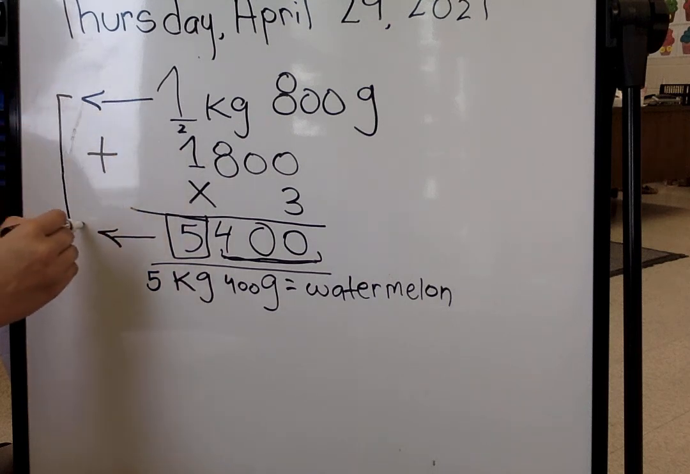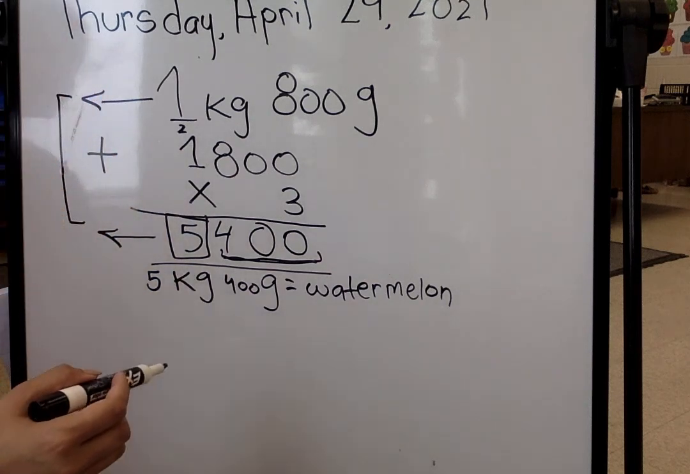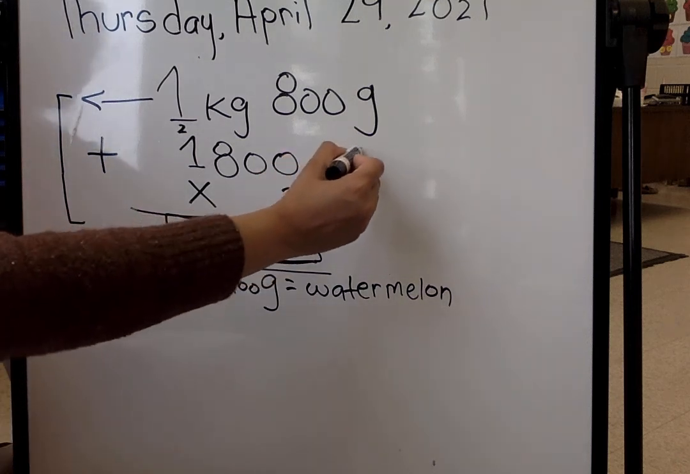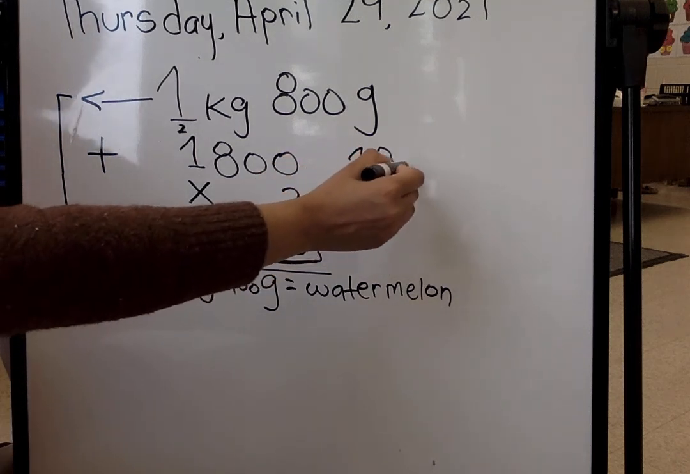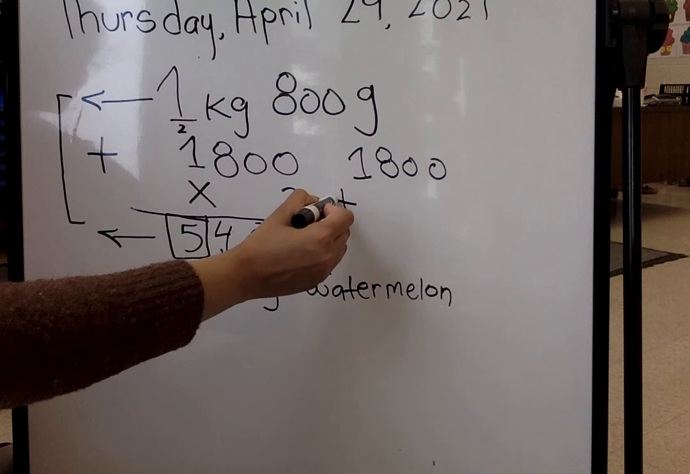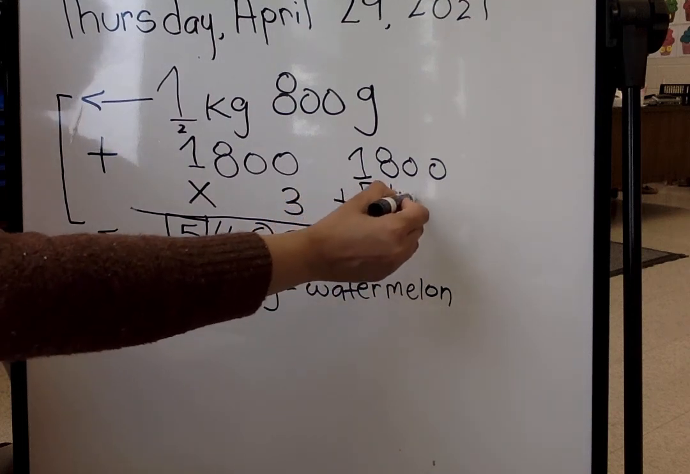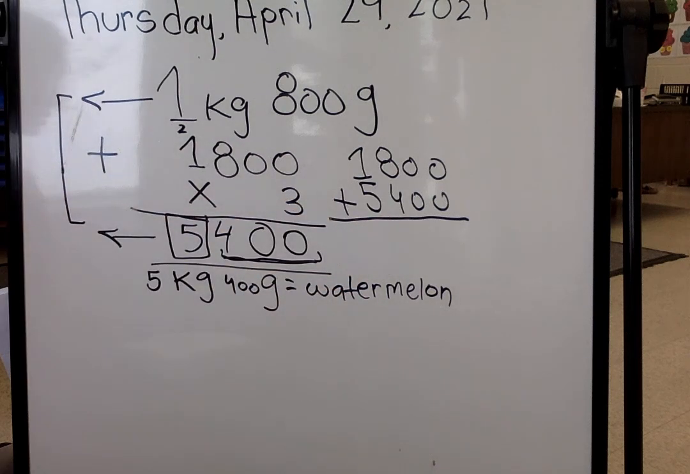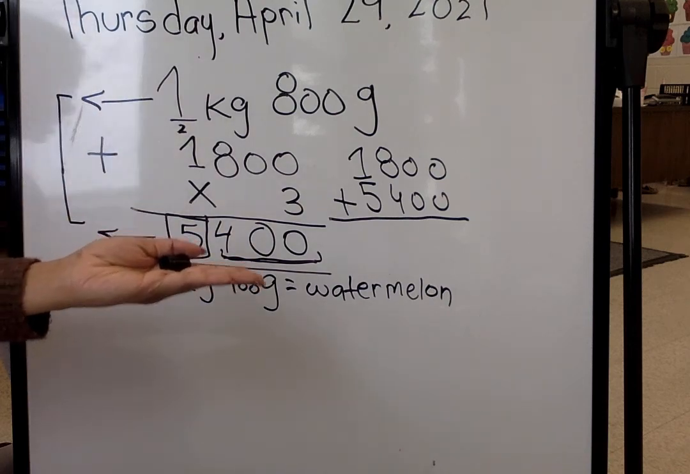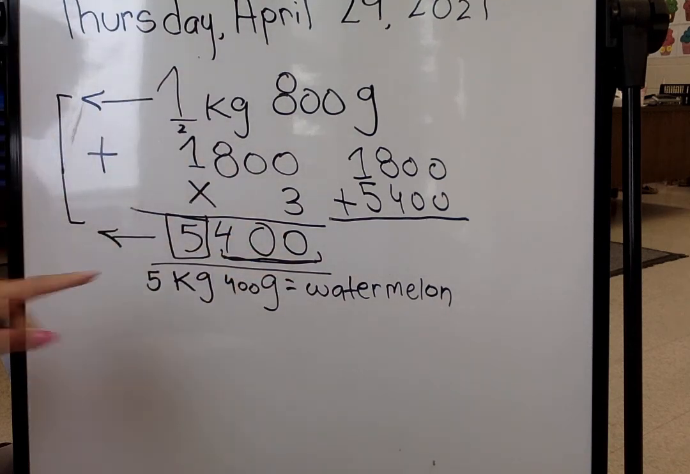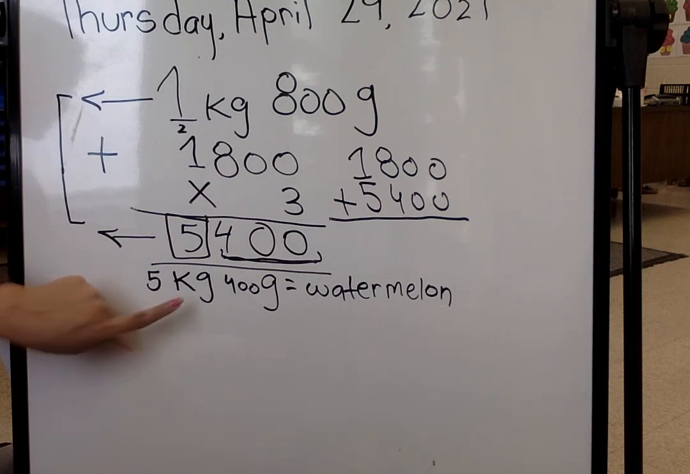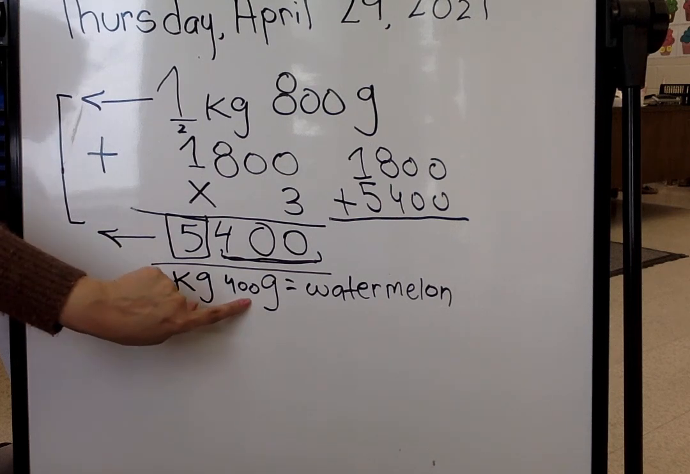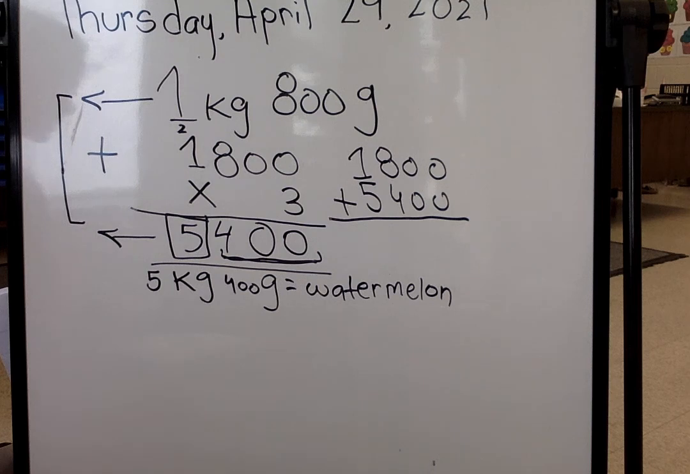Okay, so I want you to go ahead. Part B is, you're going to add 1,800 plus 5,400. That's part B. Okay? Once you're done, you're going to write down your sentence. The total weight is blank kg and blank grams. Remember, your thousands number will be your kg number. Your hundreds number will be your grams number.